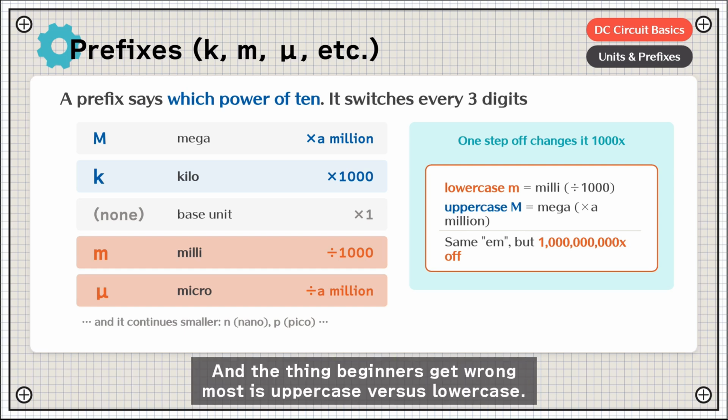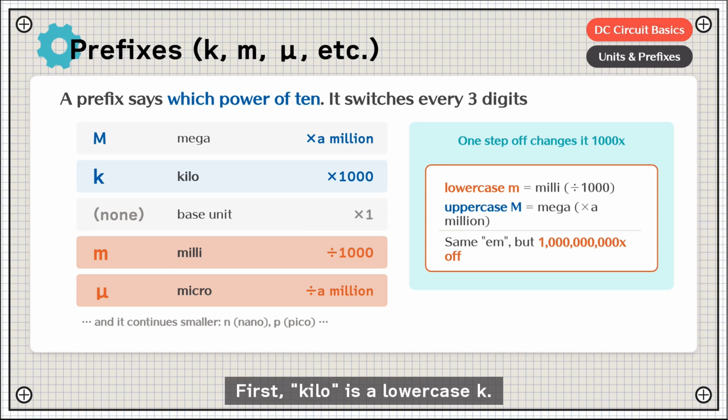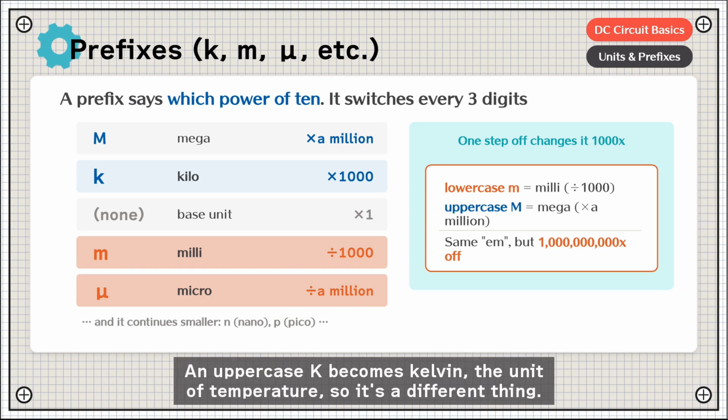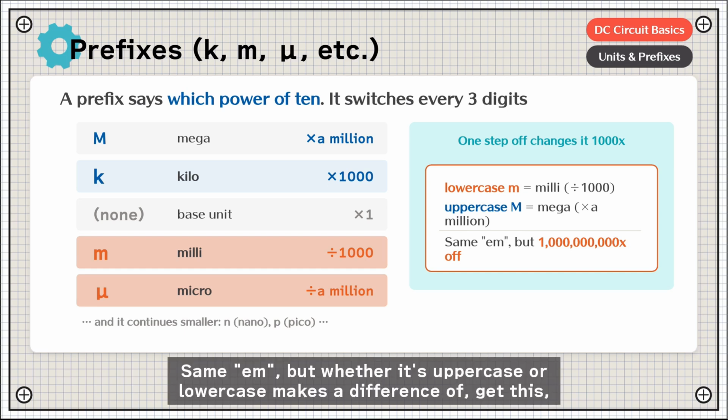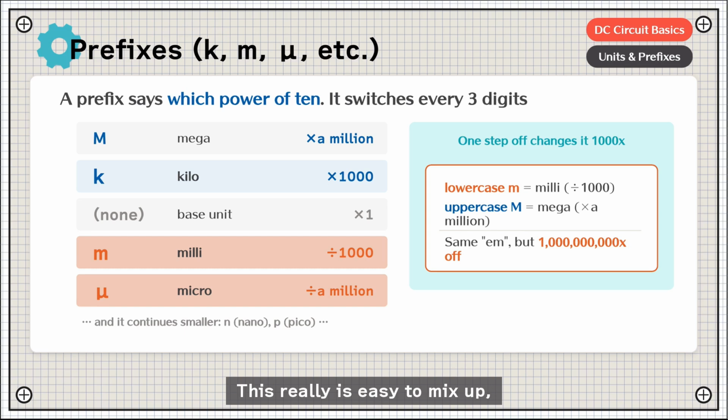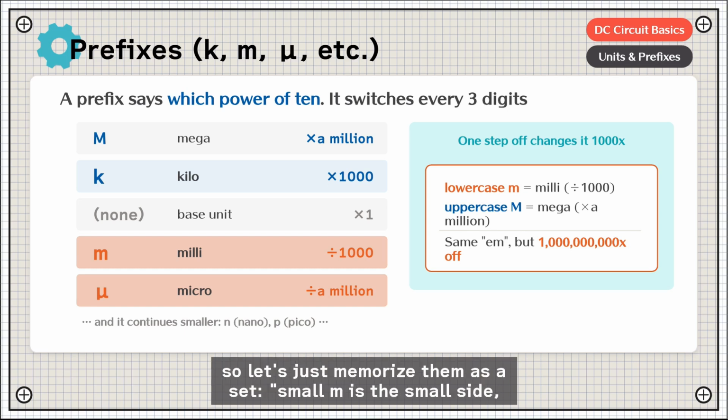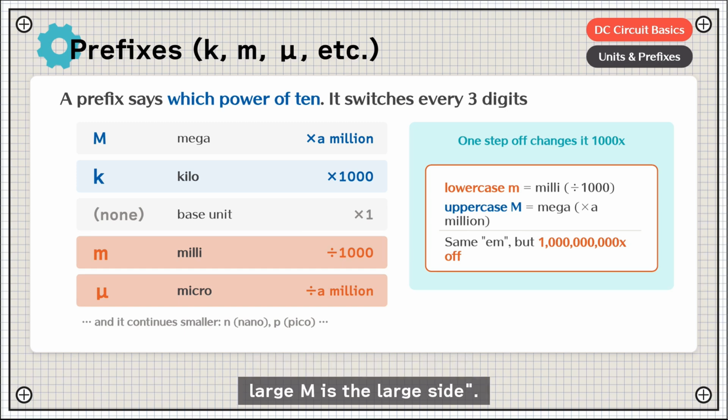And the thing beginners get wrong most is uppercase versus lowercase. First, kilo is lowercase k, and uppercase K becomes Kelvin, the unit of temperature, so it's a different thing. Next, a lowercase m is milli, 1,000th, but an uppercase M is mega, 1,000,000 times. Same m, but whether it's uppercase or lowercase makes a difference of 1,000,000,000 times. This really is easy to mix up, so let's just memorize them as a set. Small m is the small side, large M is the large side.